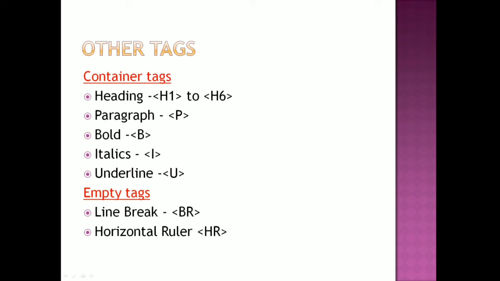Suppose we need to insert a new line, we can use the line break. It is an empty tag, so no need of a closing tag. We can just use the BR tag for inserting any new line into our web page. And the second type of tag is called horizontal ruler. Horizontal ruler is used when we want to divide our web page into different sections.